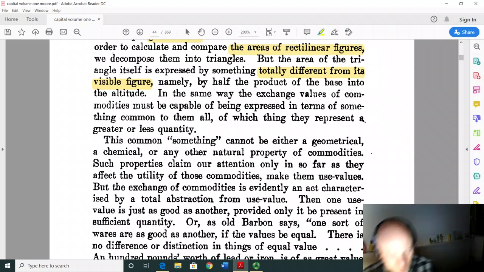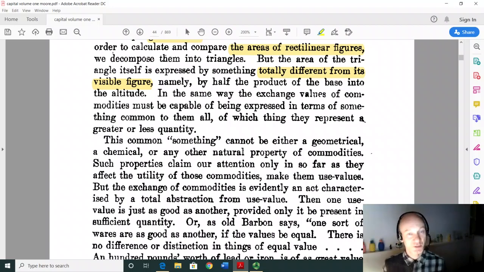So if you now think of a whole series of triangles that all have different shapes but the same area, that would be the process of abstraction that Marx has in mind here. You can think of infinitely many triangles that all look different concretely, so they have a different concrete form, but they would have the same numerical area, because, yeah, I don't think I can explain that any further, but I hope you know what I mean.